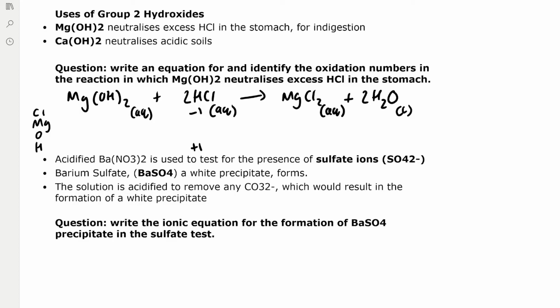And then magnesium is going to be +2 in magnesium hydroxide, because oxygen is going to be -2 and hydrogen is going to be +1. So that gives an overall of 0 for both compounds. And then in magnesium chloride, magnesium is going to stay as +2 and chlorine is going to stay as -1. And then hydrogen in water is going to be +1 and oxygen is, as usual, -2. So you can see that's not a redox reaction, so there's no change in oxidation numbers.